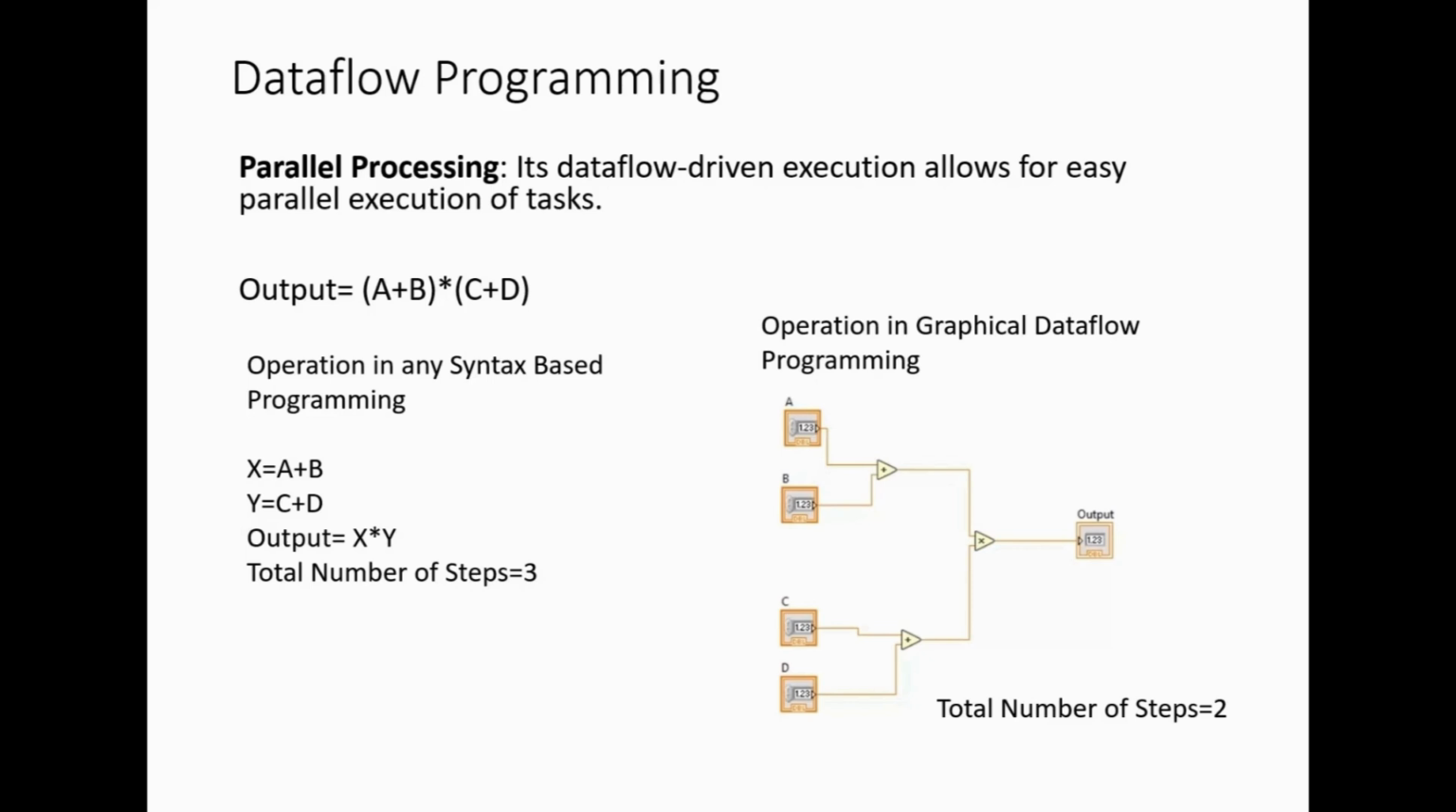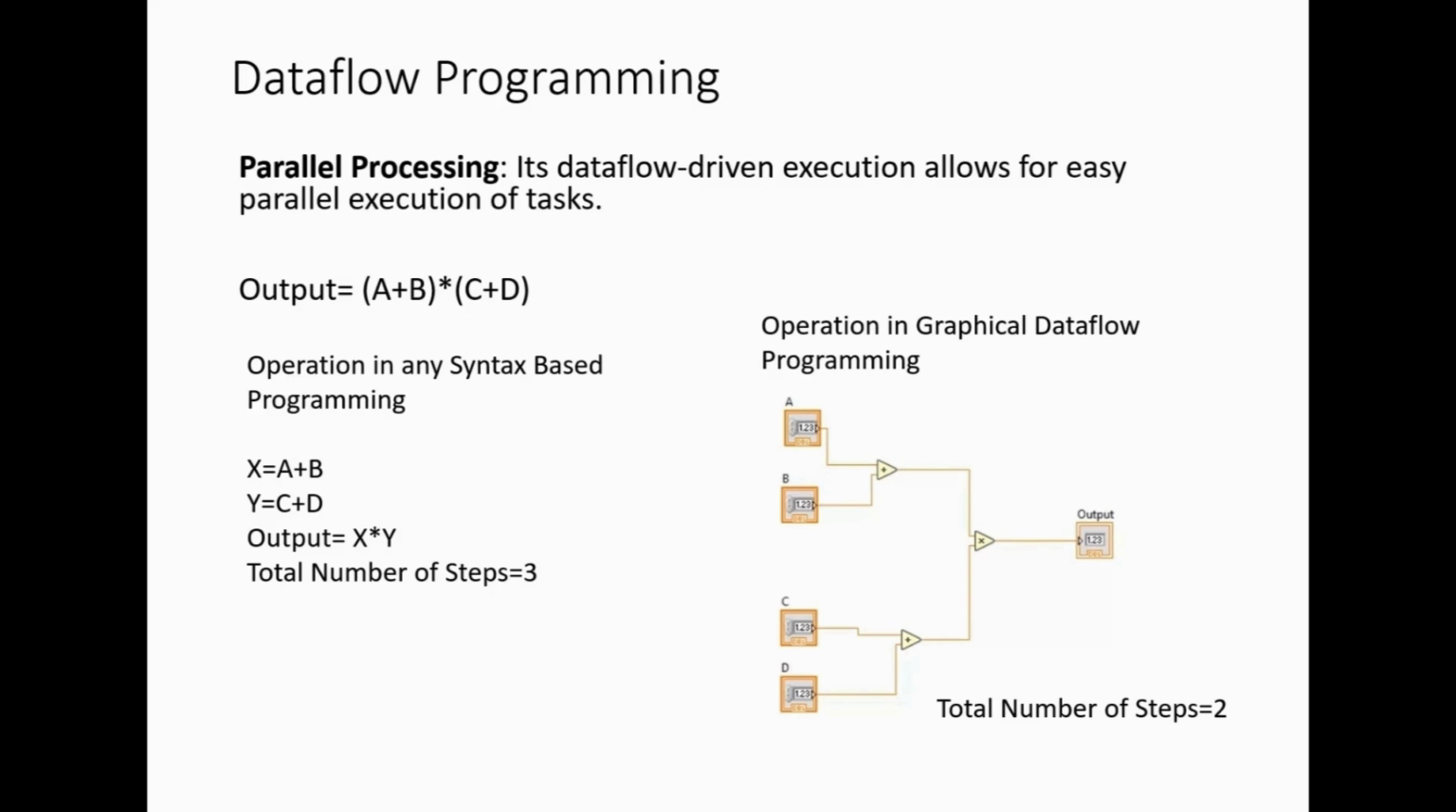Our output will be (a plus b) multiplied by (c plus d). How can we do that in any text-based programming language like C or MATLAB? First we add a plus b and store it in a variable called x, then we add c plus d and store it in another variable called y, and finally we get the output which equals x multiplied by y. So how many steps are required? Three steps are required to complete the entire execution.